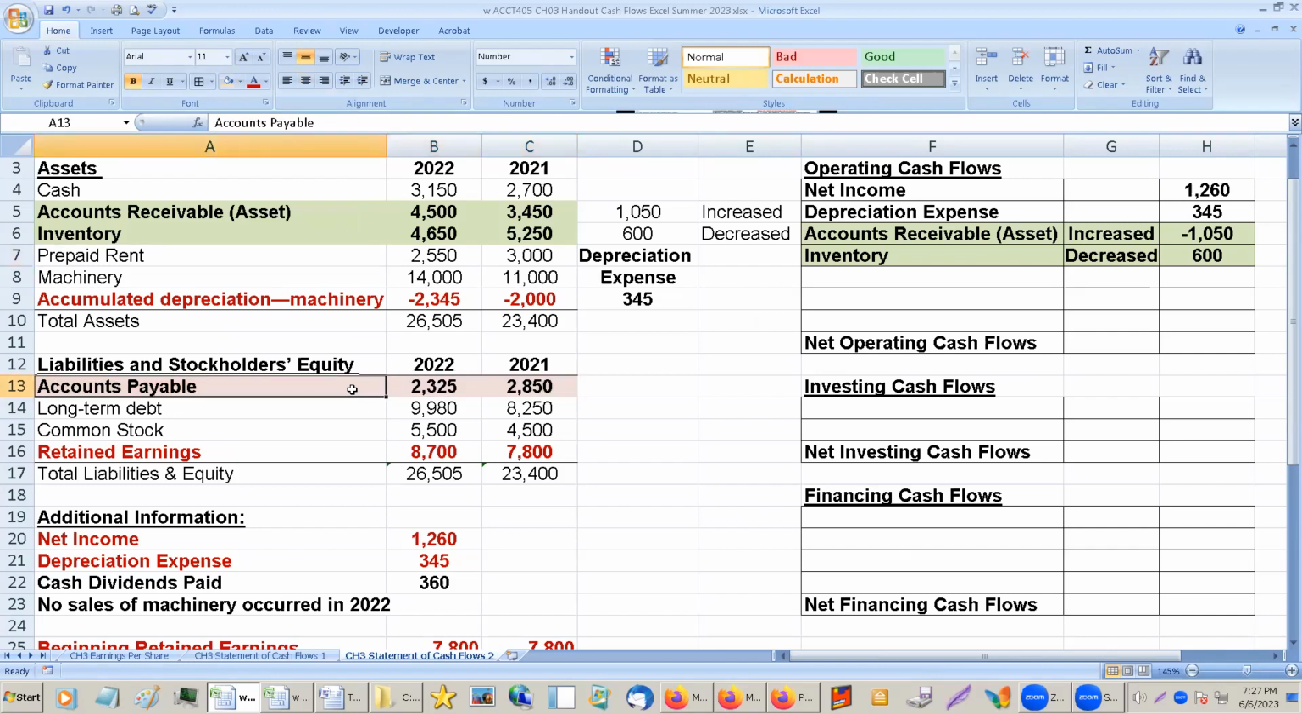Okay, so accounts payable is a liability. Now, this one down here is long-term, so this is not gonna be in the operating section, but this one is. So this will be, I'm gonna say, decreased.